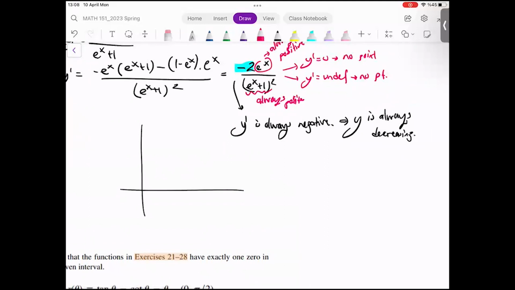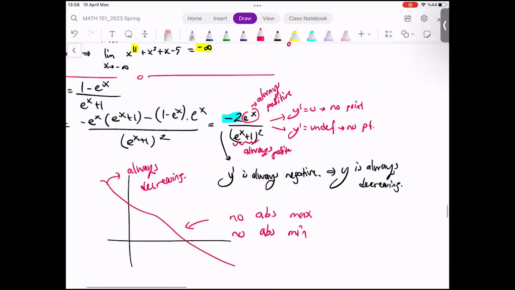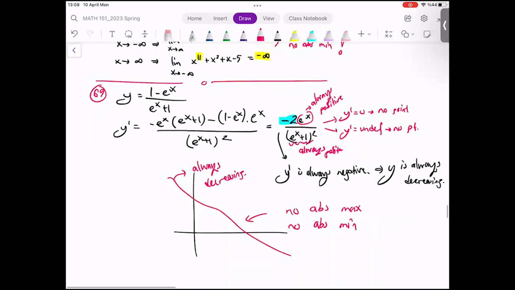And there are no critical points, so I should draw something like this, always decreasing. And as you can see from this graph, there is no absolute max because it keeps decreasing. So no absolute min. Okay? And yeah, this graph is always decreasing. Okay, so we will use this kind of discussion in this case.